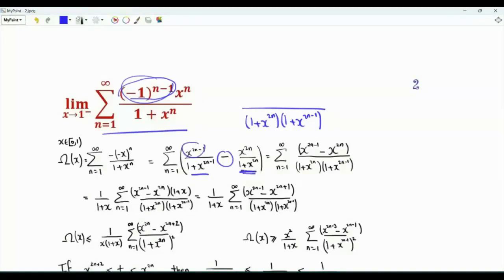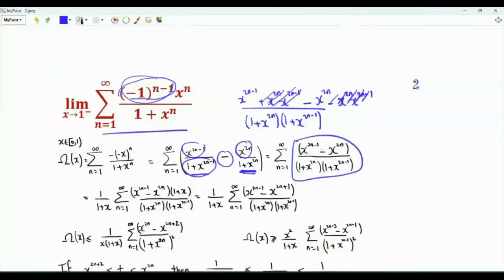In the numerator, we have this times that. This is x to the 2n minus 1 plus x to the 2n, x to the 2n minus 1, minus this times this denominator. We have x to the 2n minus x to the 2n, x to the 2n minus 1. These terms go away, and we are left with x to the 2n minus 1 minus x to the 2n in the numerator. Multiply and divide by 1 plus x.